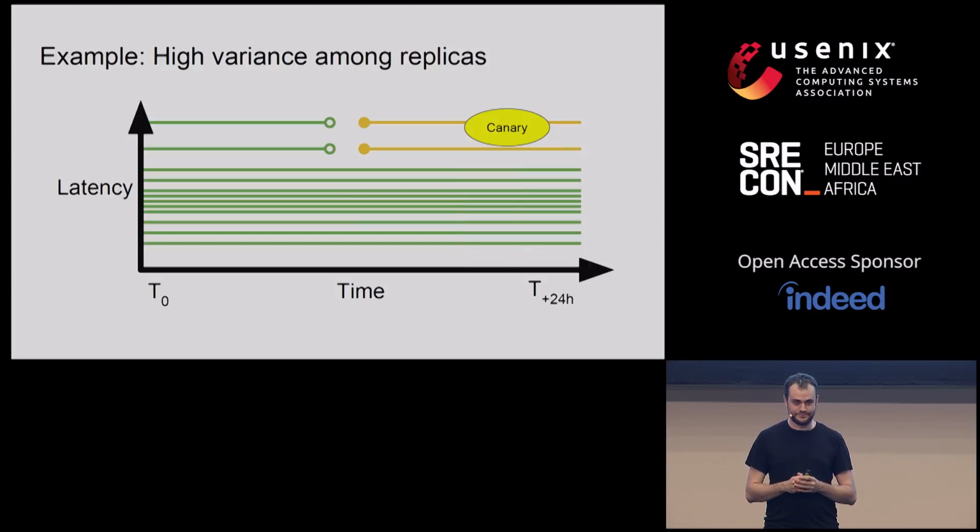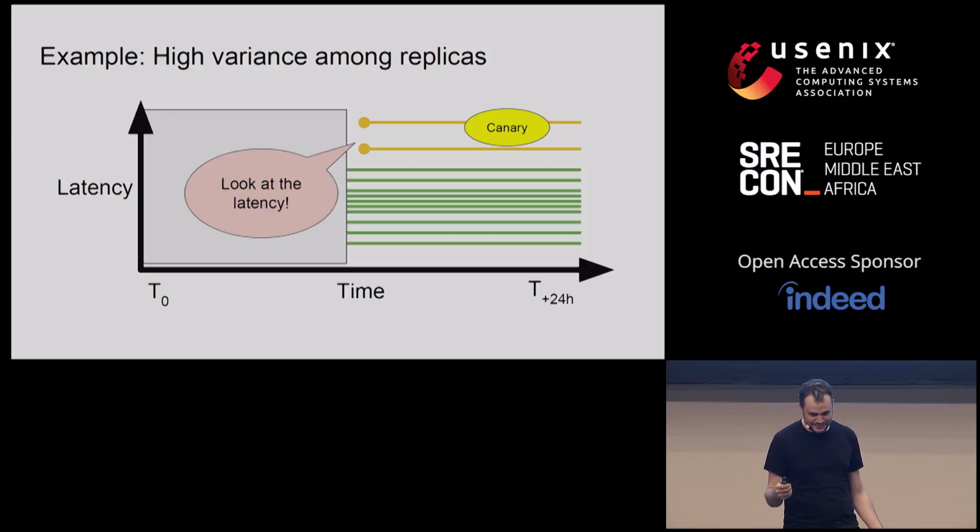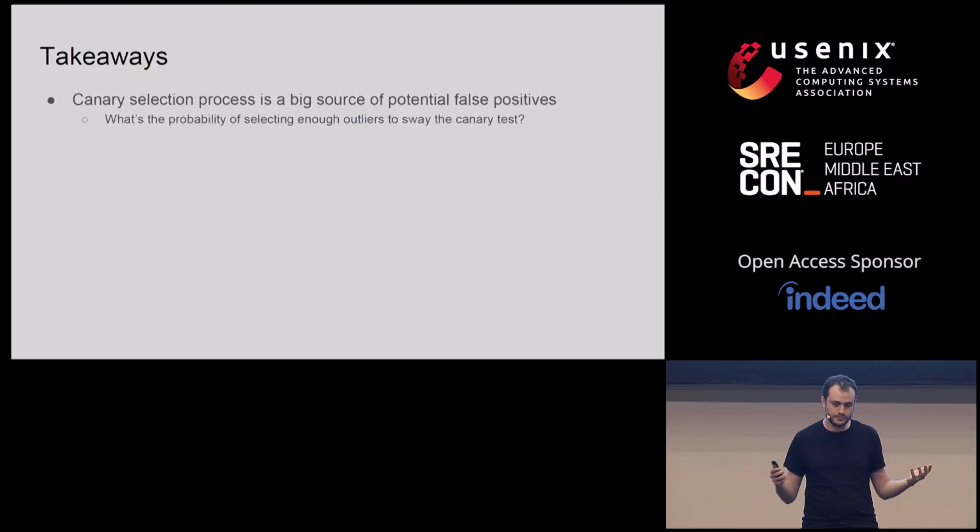So let's choose a canary. And we choose the first two tasks, because they were first two. And we look at it, and oh no, the latency. It's horrible. Look at how bad my canary is. My release is clearly bad. Time to roll back. Well, where did we go wrong?